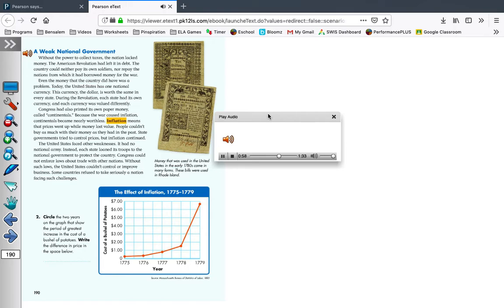The United States faced other weaknesses. It had no national army. Instead, each state loaned its troops to the national government to protect the country.